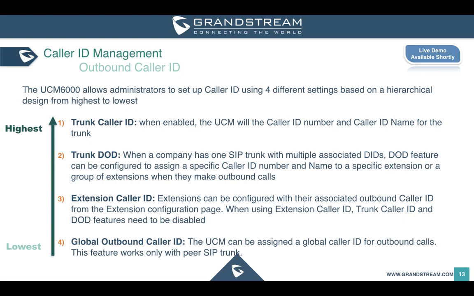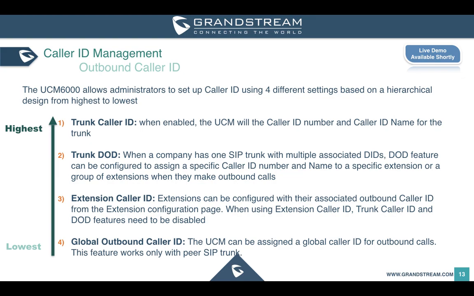Here we have the caller ID management from the lowest to the highest privilege. So the UCM gives the ability to set up the caller ID using four different ways. We have the global outbound caller ID, which is the lowest one, and we have the extension. So based on the extension settings, we can set up a caller ID, or the trunk DoD, where we can set up a caller ID and a caller ID name. And the highest one is the trunk caller ID.